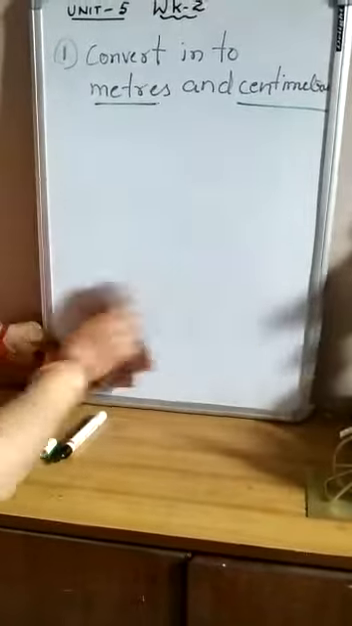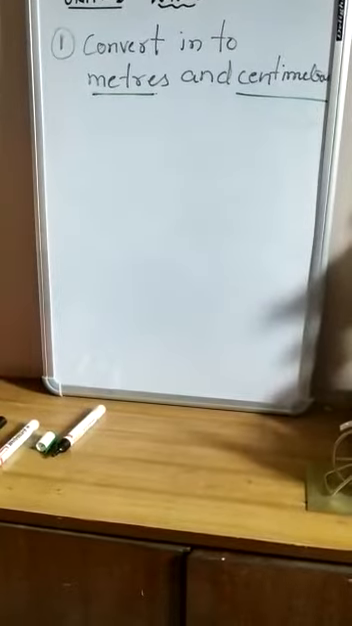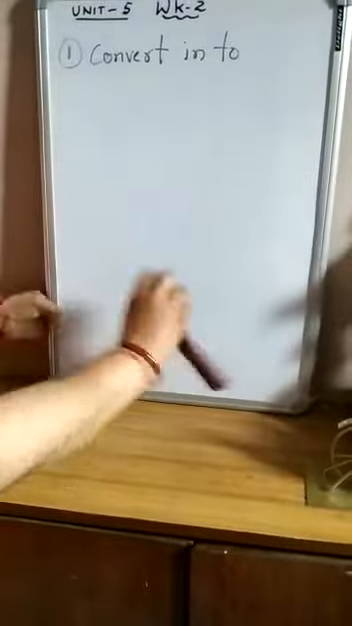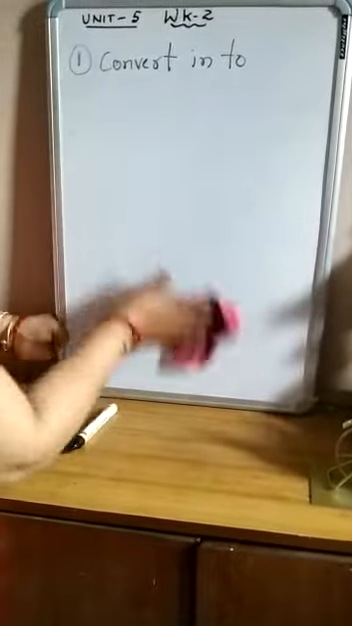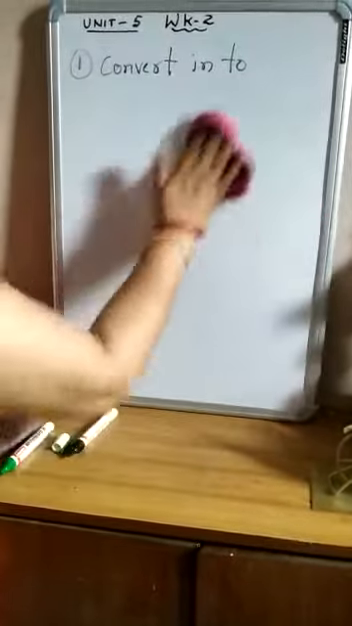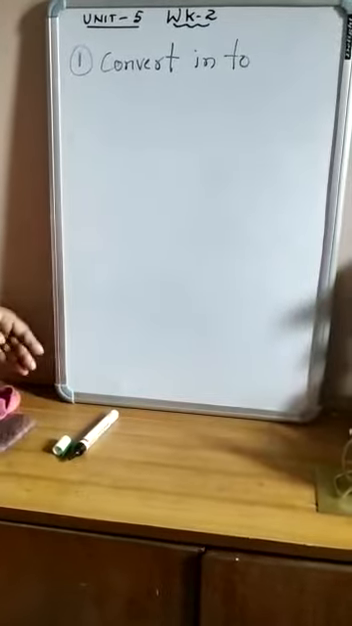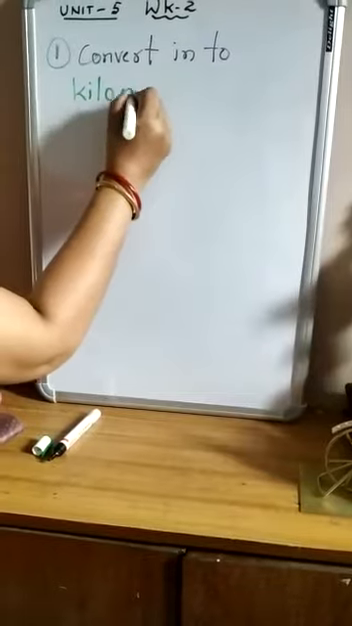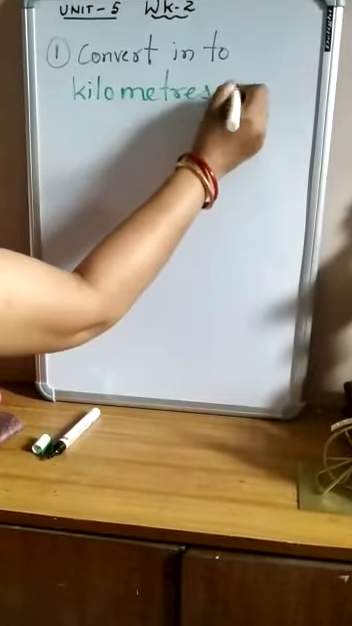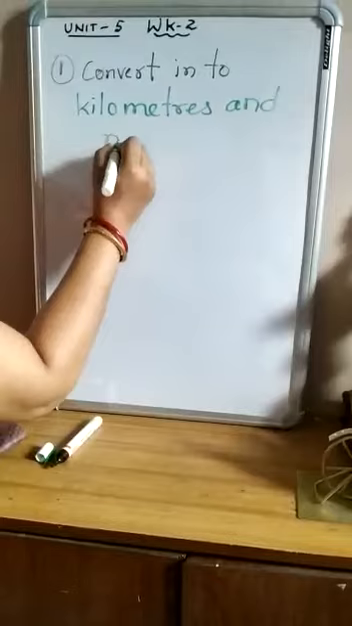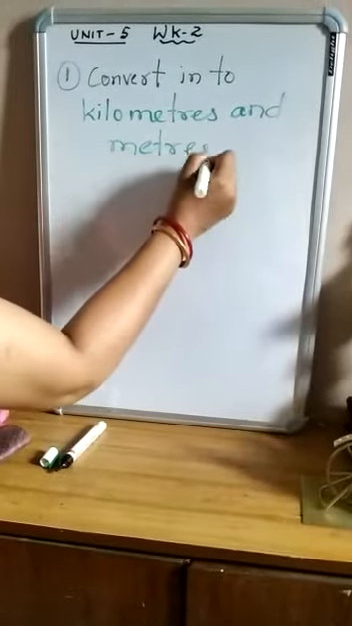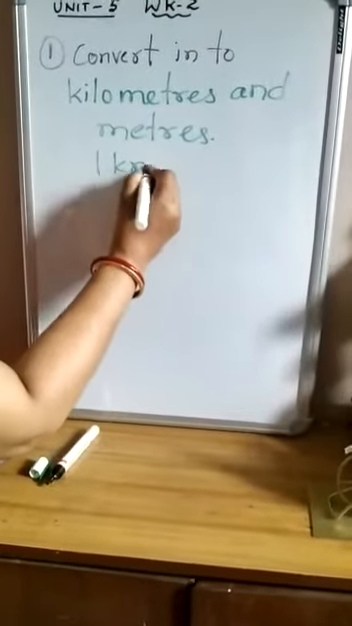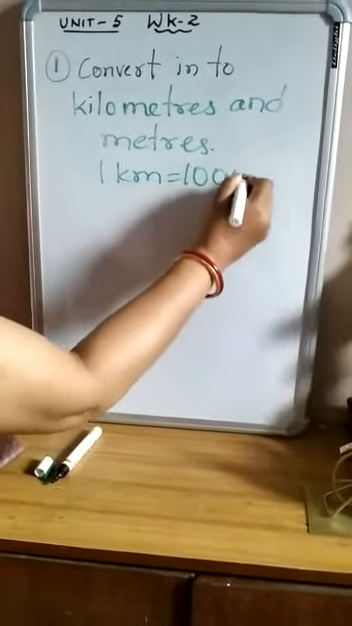Now come to the next question. It is question number 2. In question number 2, same conversion is there. Here you have to convert into kilometers and meters. I have told you, children, what we have to do in order to convert into kilometers and meters. What is the relationship between the kilometer and meter? 1 kilometer equals 1000 meter.